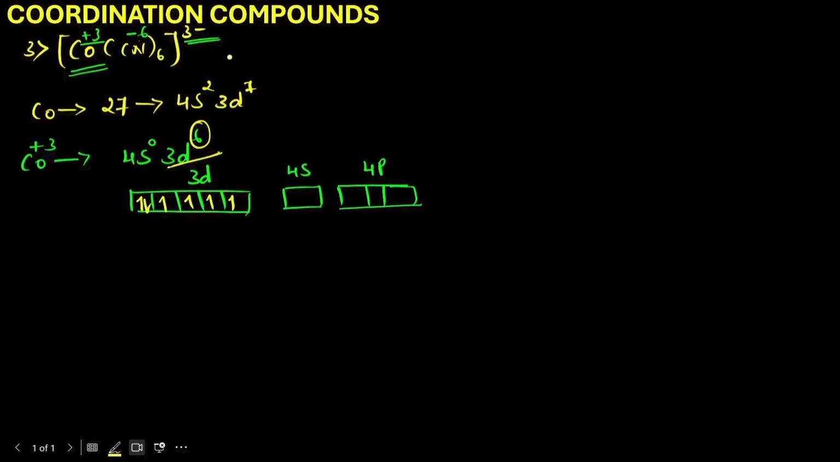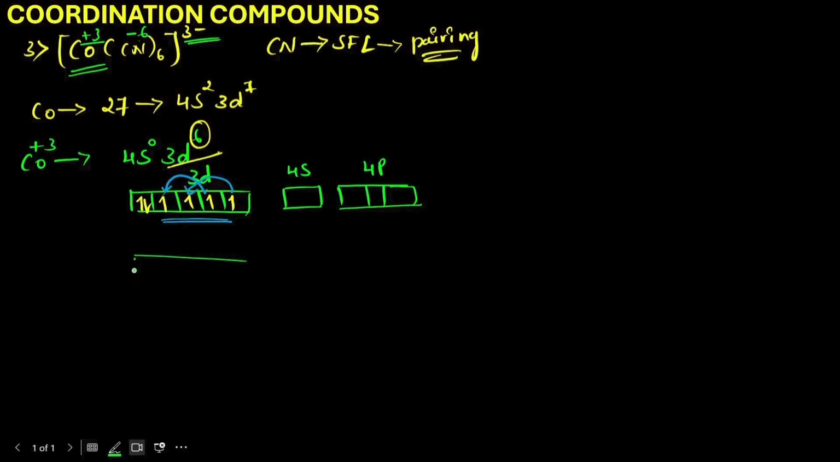So we know that CN is a strong field ligand. So here pairing occurs. Therefore what happens? The unpaired electrons in 3d orbitals are paired. This one is paired with this unpaired electron, and here it pairs with this unpaired electron.